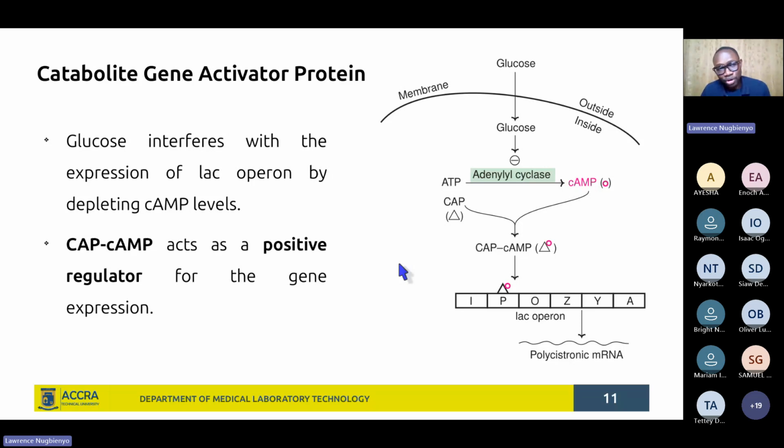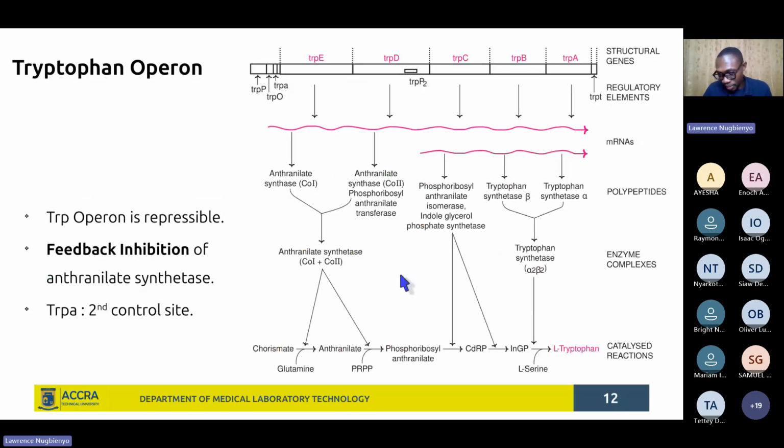Now we can take a more complex operon. We're looking at the Lac Operon, which was producing 3 proteins, just 3 proteins: a galactosidase, a permease, and an acetylase.